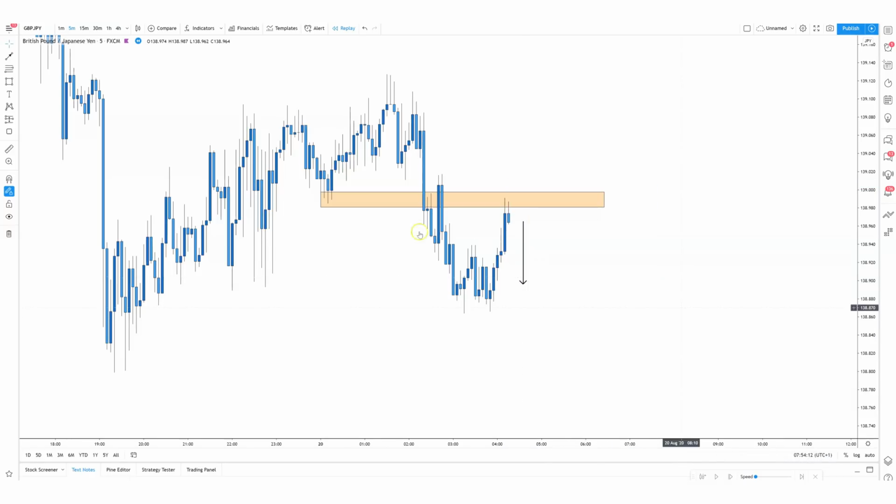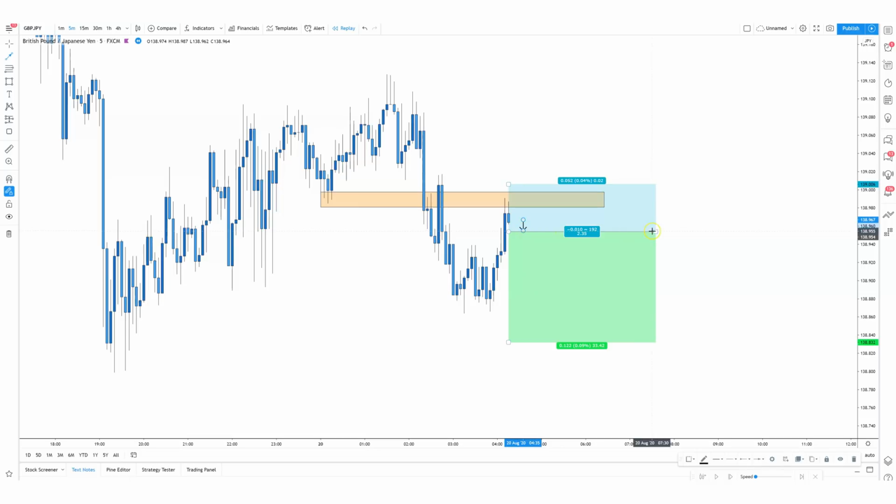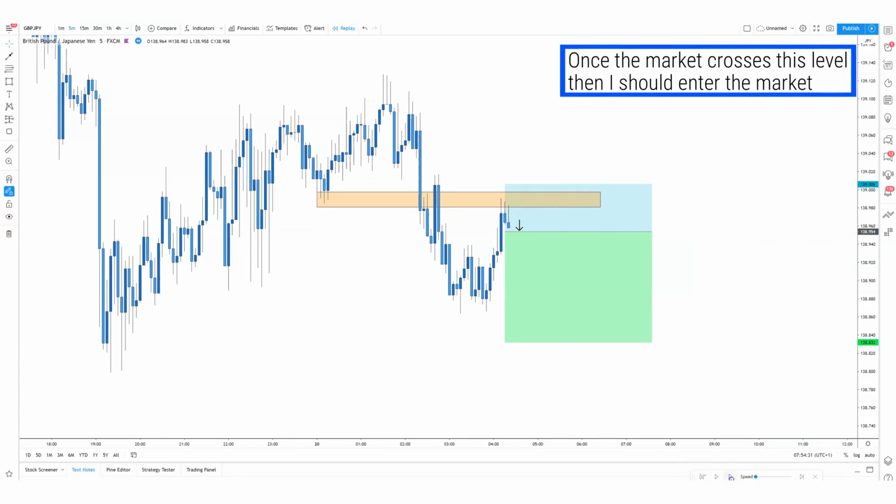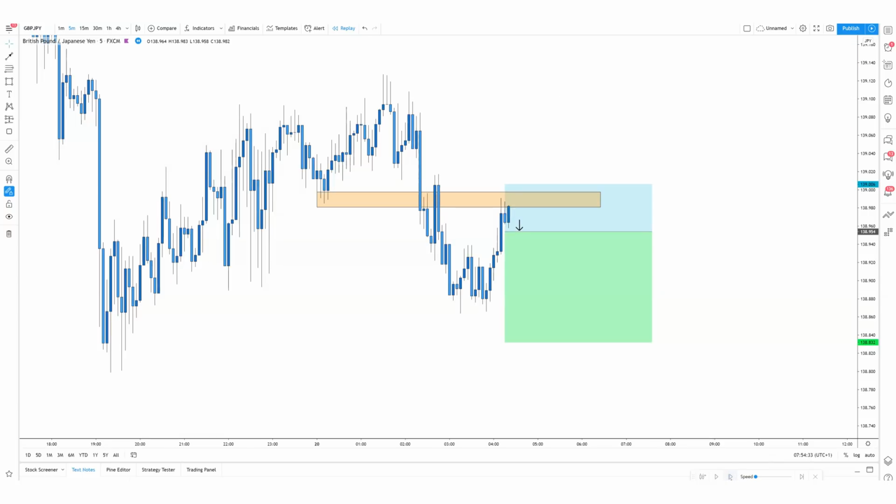So let's say now I enter this with a stop order. And the stop order simply means that once price crosses this black line or this entry point where I've placed my entry, so here you can see it here to the left, 138.95.5. Once the market crosses this level, then I should enter the market. So I set the stop order. As you can see, the market hasn't crossed it yet, and we haven't been triggered into the trade.